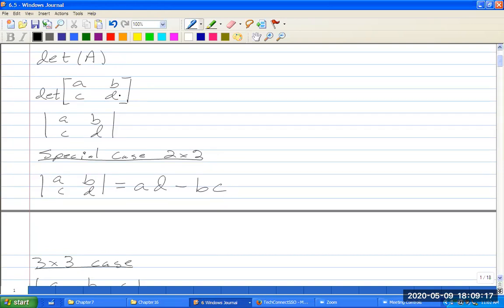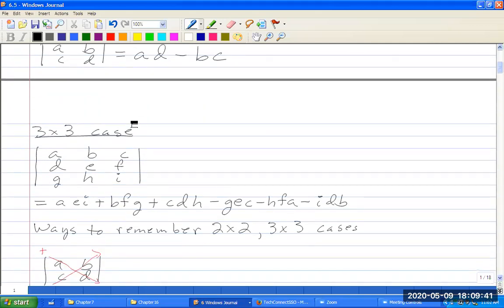So let's look at some special cases for finding determinants. Suppose I want to find the determinant of the 2 by 2 matrix A, B, C, D. Then it's equal to A times D minus B times C. In the 3 by 3 case, the determinant of the matrix A, B, C, D, E, F, G, H, I is A, E, I plus B, F, G plus C, D, H minus G, E, C minus H, F, A minus I, D, B.